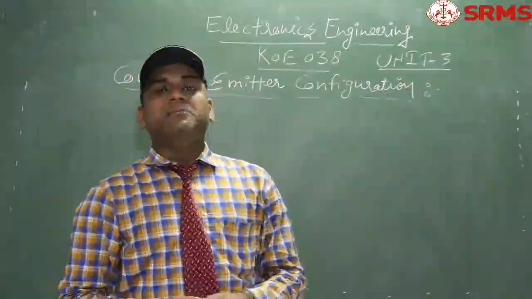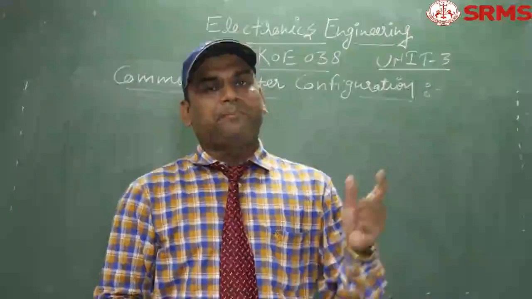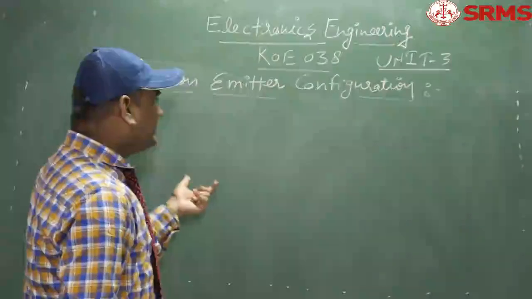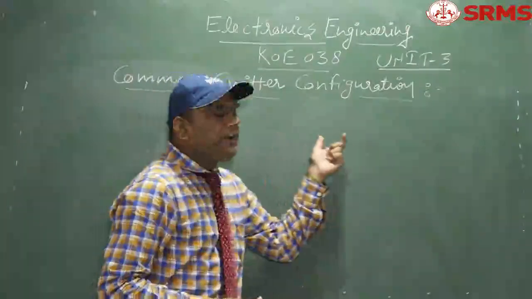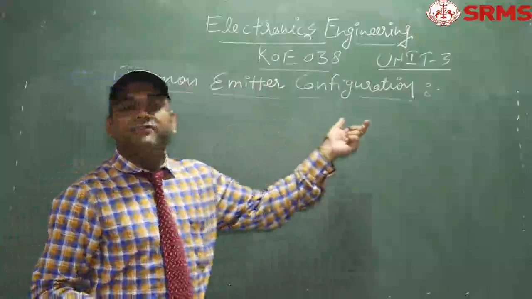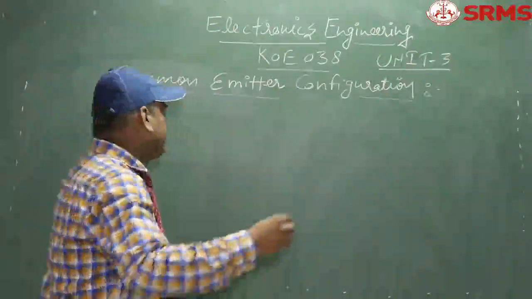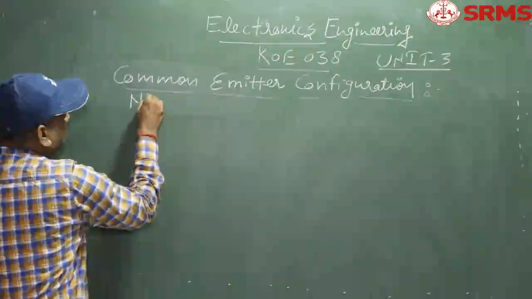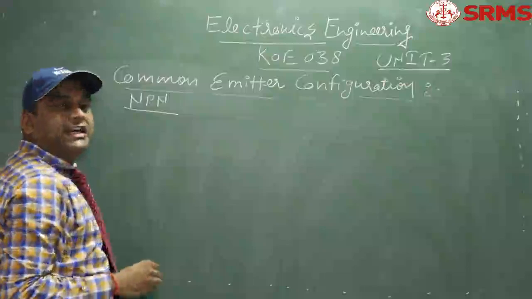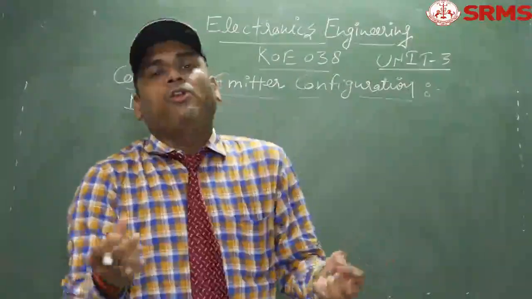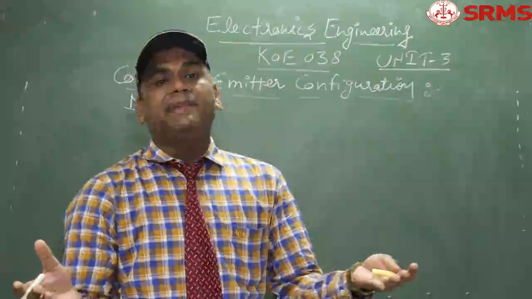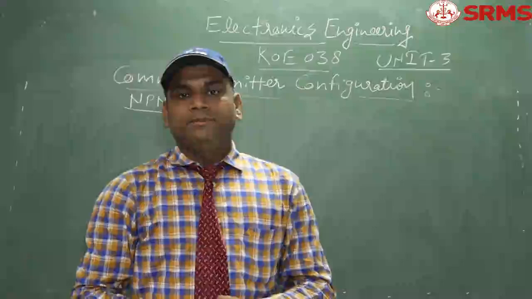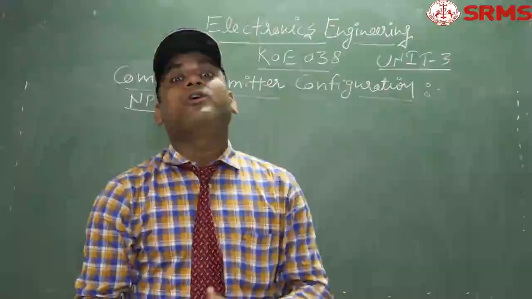That means the emitter terminal is common for the base as well as for the collector terminal. So the emitter terminal is common. Now firstly I am going to draw the common emitter configuration. Emitter is made common. So let me draw the common emitter configuration for an NPN transistor. At your home, you can also draw the common emitter configuration for a PNP transistor. Only the voltage polarity is going to be changed.